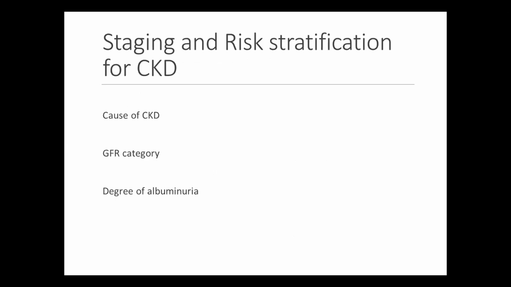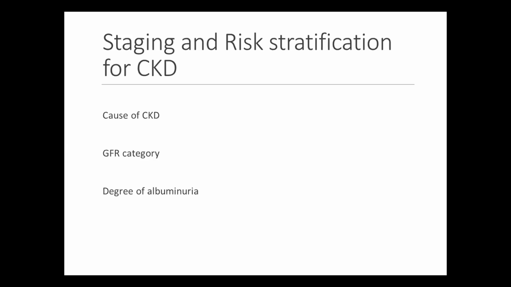The staging and risk stratification for CKD includes these 3 points. Like we've already talked about, the cause of CKD is very important because it has implications on both the progression of kidney disease and overall health in individuals. The GFR category and the trajectory of CKD is also important because lower GFR has a risk of renal progression, but it also has other risks of mortality, cardiovascular disease, etc.